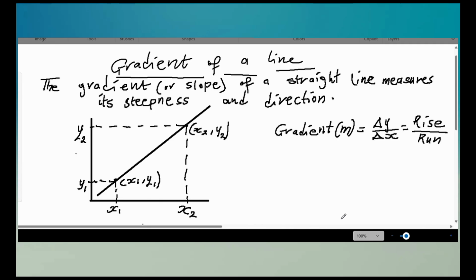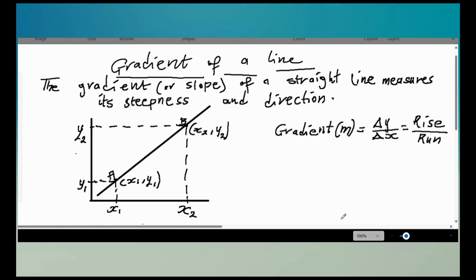Gradient of a line. The gradient or slope of a straight line measures its steepness and direction. Let us consider this straight line from the diagram below. Given the point A as (x1, y1) and a point B as (x2, y2), we can use these 2 points to determine the slope or the gradient of this line.